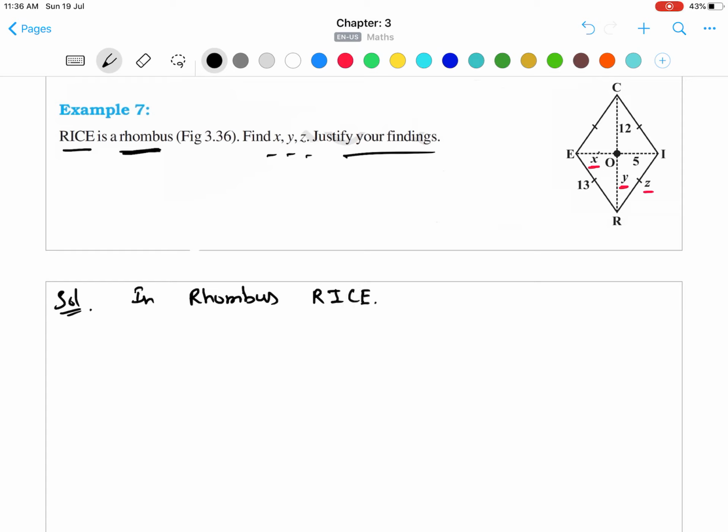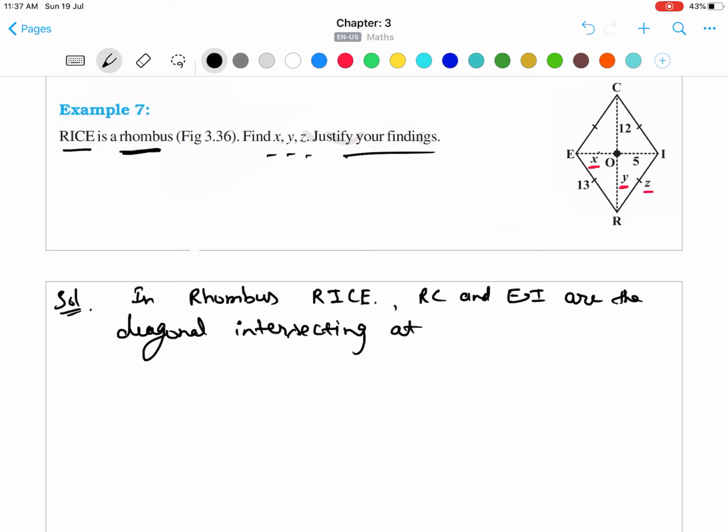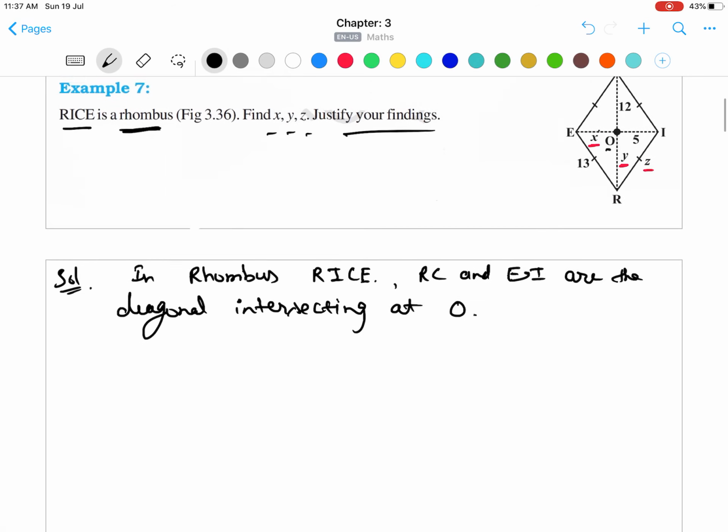RICE. Okay, in rhombus RICE, RC and EI are the diagonals intersecting at O as given in the figure. They are intersecting at O here. Okay, therefore this EO will be equals to OI.